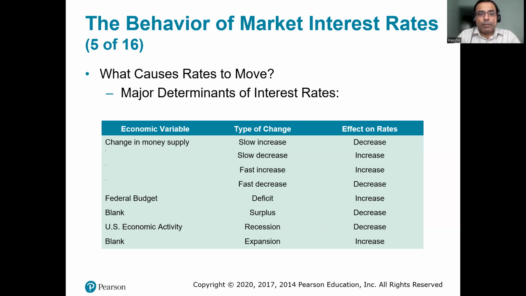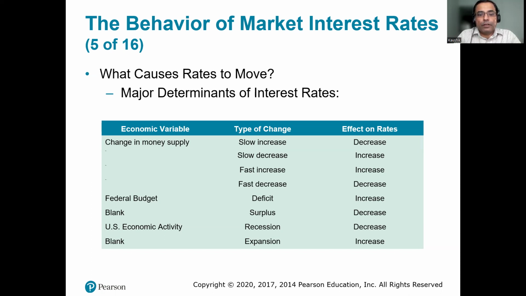If the federal budget has a deficit, then the government needs to borrow money. So less funds are available for other entities, and hence funds are in more demand and interest goes up. Similarly, during surplus, the government has less requirement to borrow, so more funds are available to other entities and interest rate goes down.